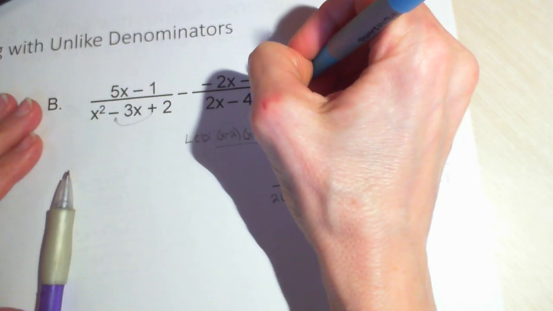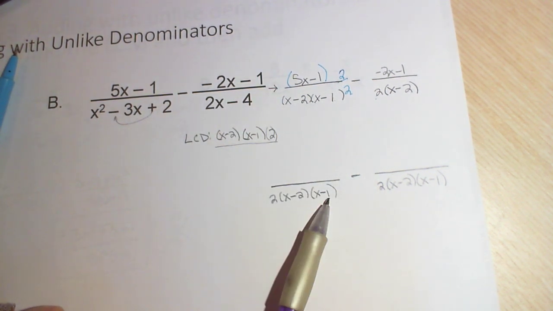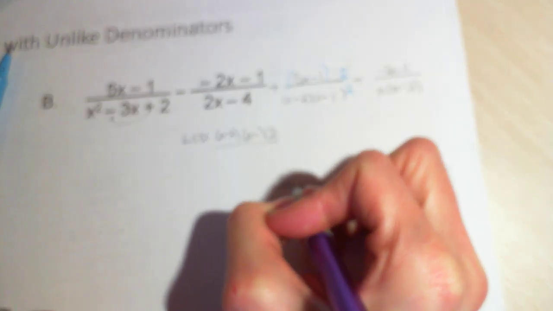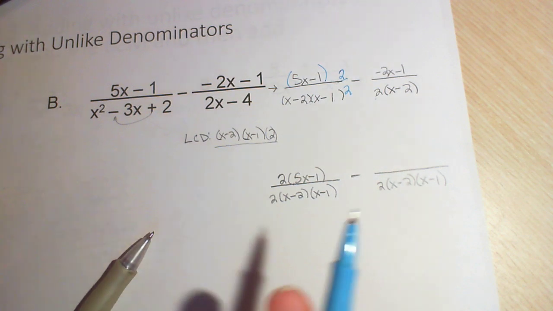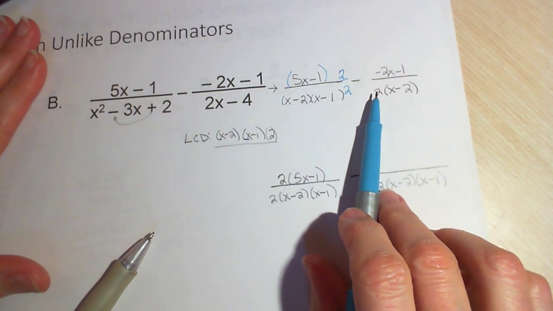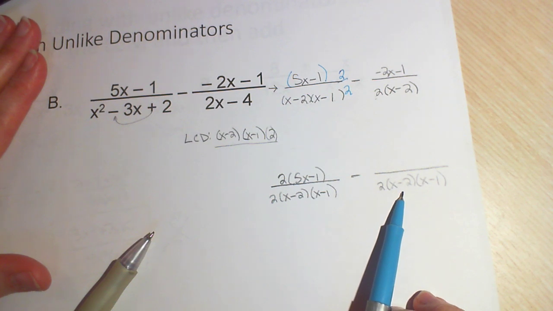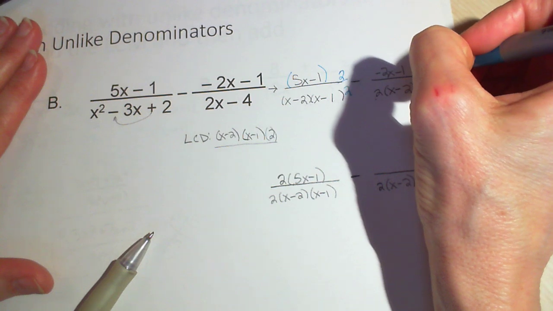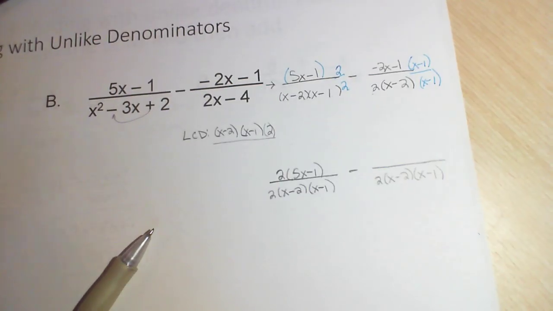So don't forget to wrap this numerator up. So when I multiply the denominator by 2, that's going to get me my common denominator that I want. And the numerator will get me 2 times 5x minus 1. Okay, now the second fraction is 2 times x minus 2. I need 2 times x minus 2. Got that. I'm missing the x minus 1. So I need to multiply top and bottom of this one by x minus 1.